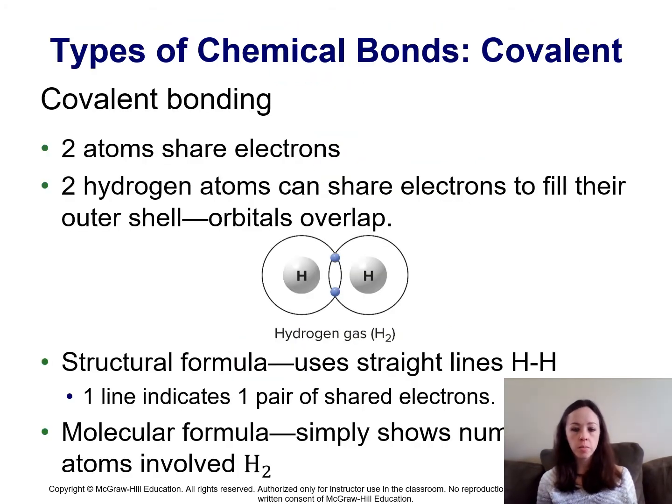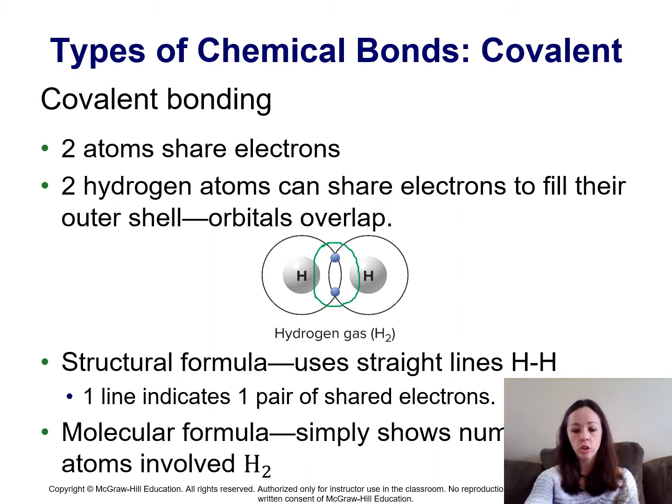So with covalent bonding, electrons are going to be shared rather than taken or given away. Therefore, no ions are going to be formed. Instead, the orbitals of the 2 electrons now overlap, in this case of hydrogen gas, as you guys can see here. So both electrons are going to fill the shells of both atoms.